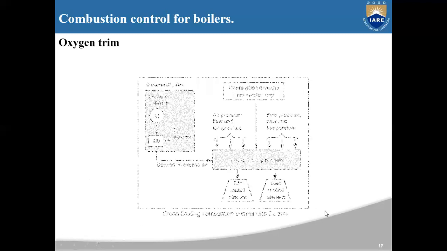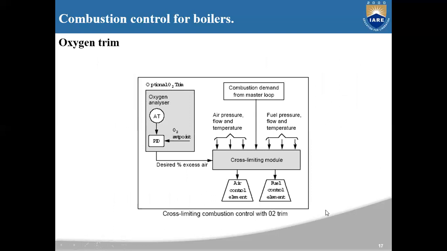Here you can see the cross-limiting combustion control with a trim, and it contains the oxygen analyzer, which provides the desired excess air to the cross-limiting module. Here it also contains the air control element as well as the fuel control element and combustion demand from the master loop. So air pressure, flow and temperature as well as fuel flow and temperature are given to the cross-limiting module.